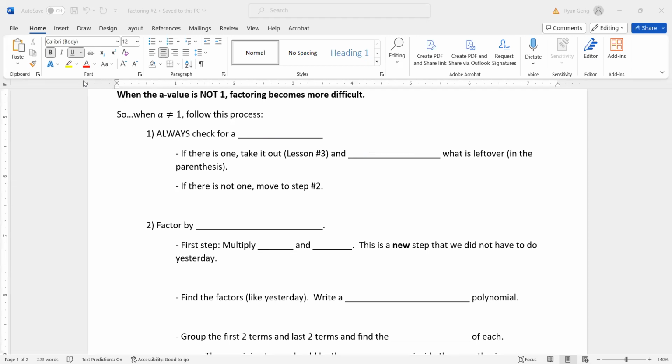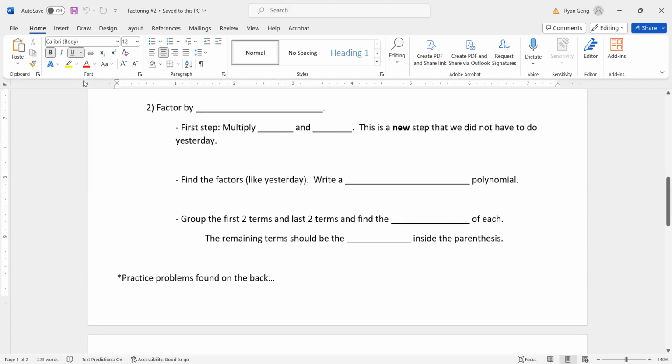If there's no GCF, we're going to do something called factoring by grouping. We're going to group terms together to figure out the factors. The first step is we're going to multiply a and c. This is a new step. We did not have to do this yesterday. Why? Because a was 1. 1 times c is just c. I didn't have to do that.